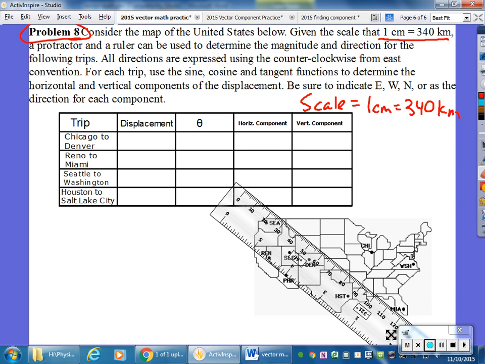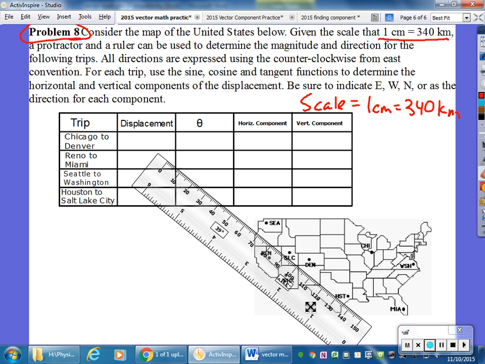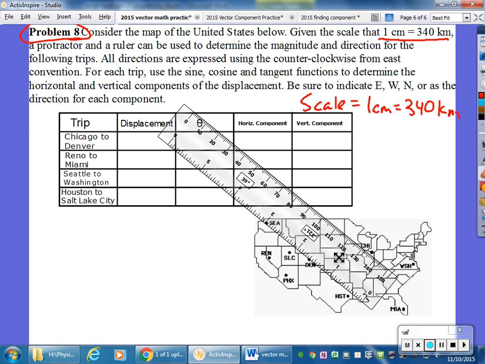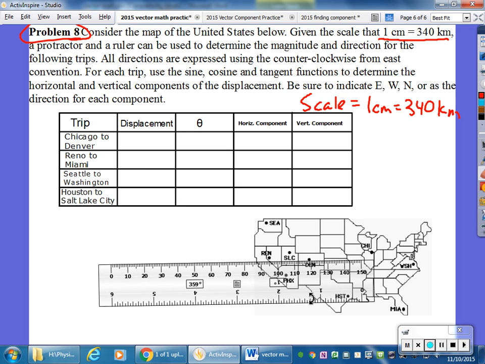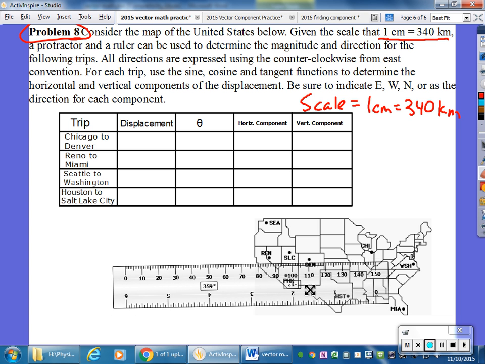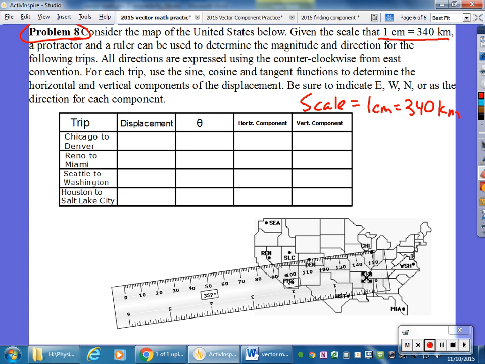So you would take your ruler and you would just place it from Chicago, which is right up here, Chi-Town, to Denver, Colorado. You'd line it up, you'd get your measurements, whatever they are, and that would give you your distance using this scale. So if you got 5 centimeters, you'd take 5 times the 360, and that would give you your distance.